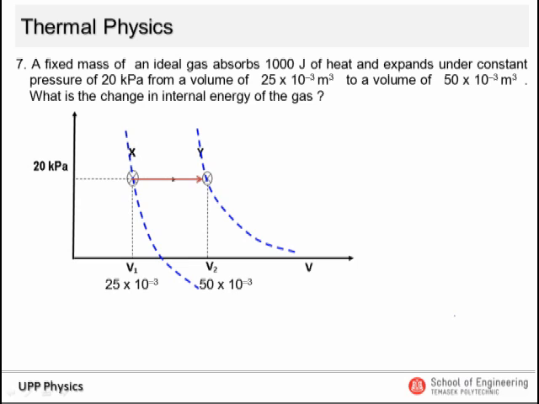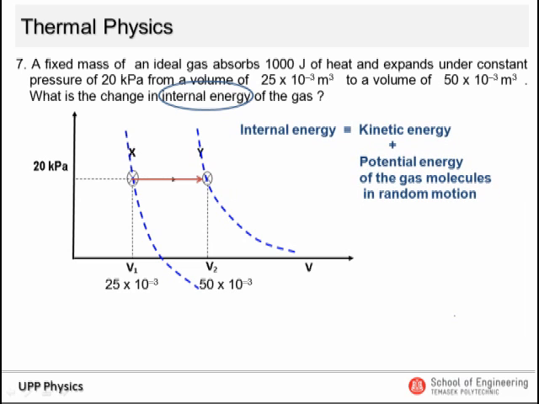So once this PV diagram is drawn, we need to understand certain terms in the question before we can proceed to solve it. The first thing that we need to ask ourselves is, what is internal energy? Now, internal energy is actually a sum of the kinetic and potential energy of the gas molecules in random motion. In other words, we are looking at the energy of the gas at a microscopic level, internally, not externally. That means all the forms of energy that are going on inside the gas are called the internal energy.